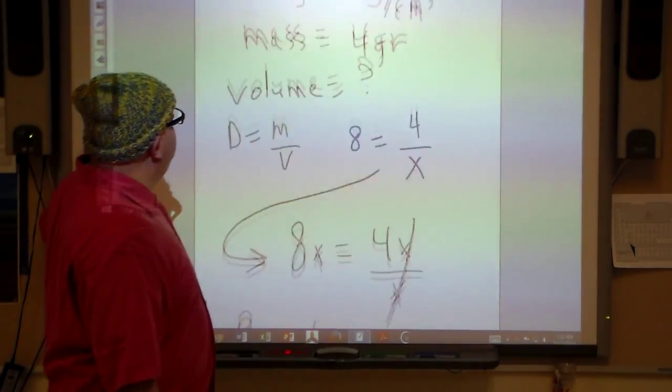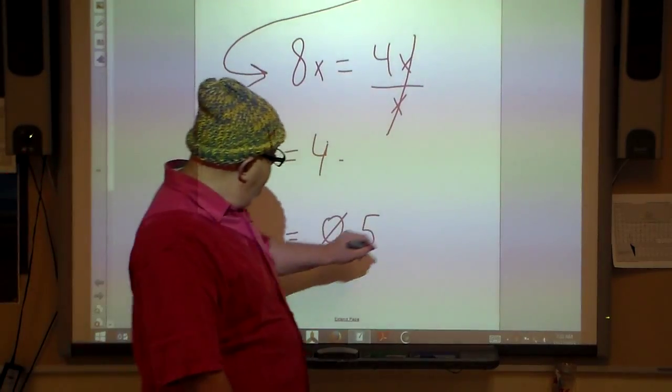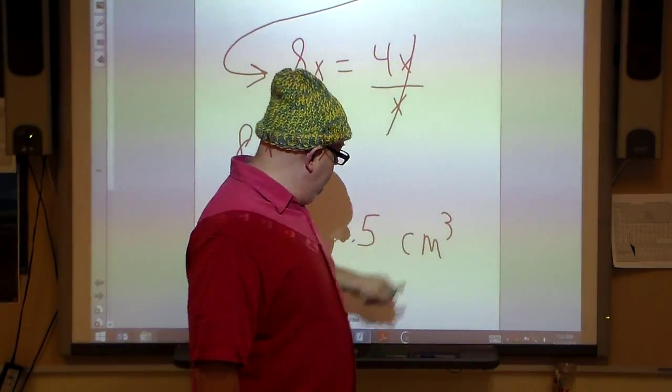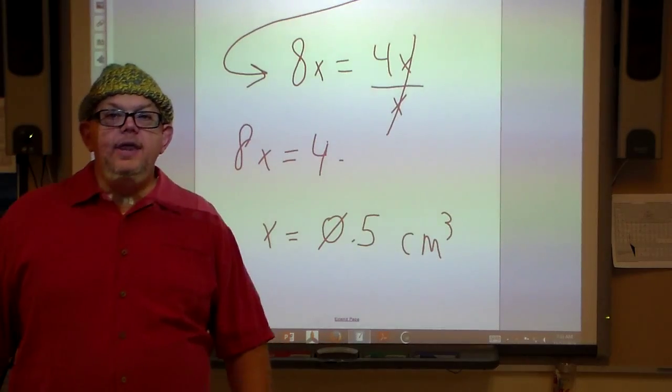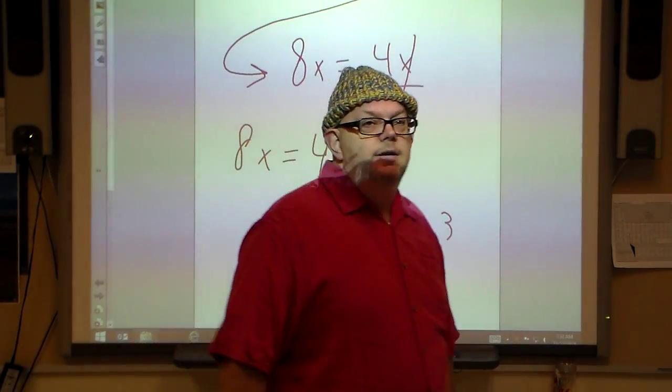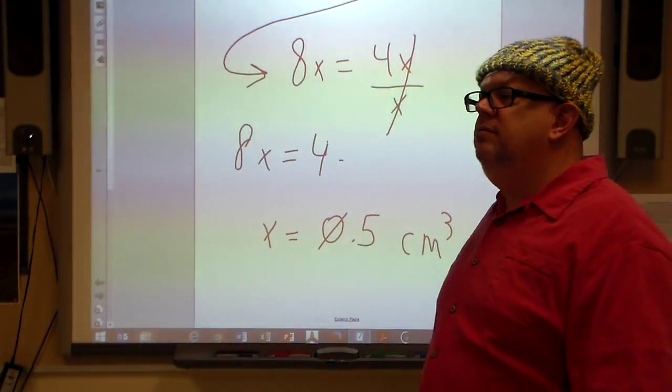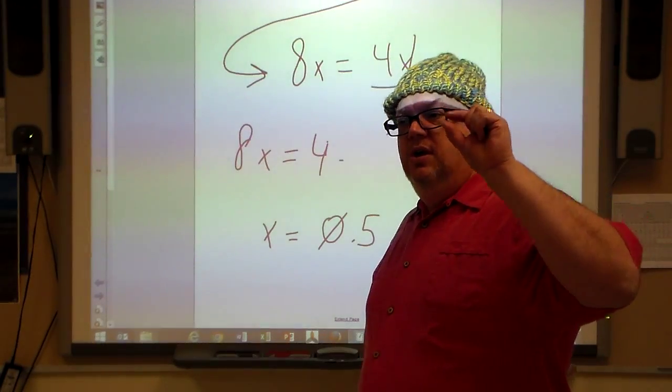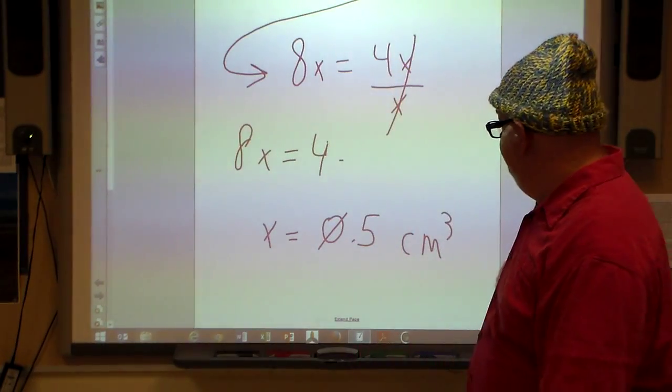And in this case, we're looking at volume, cubic centimeter. That is a really tiny object. That's smaller than the dice you see in a Monopoly game.